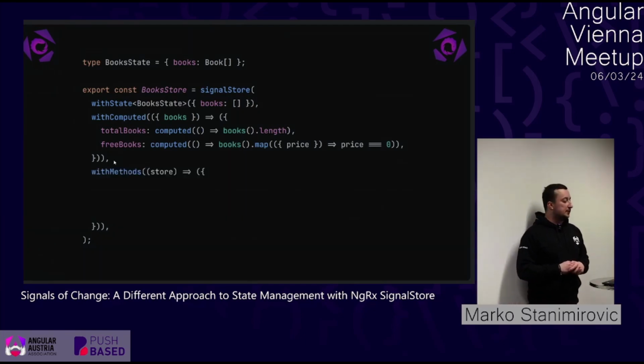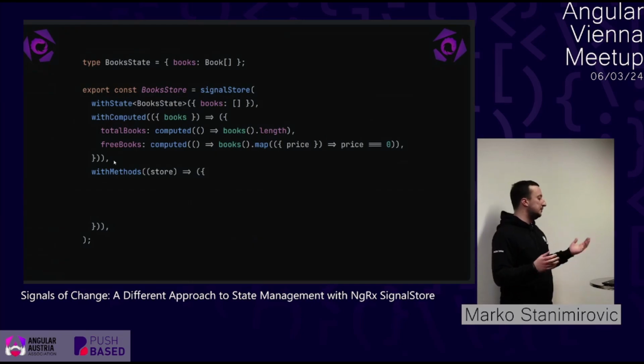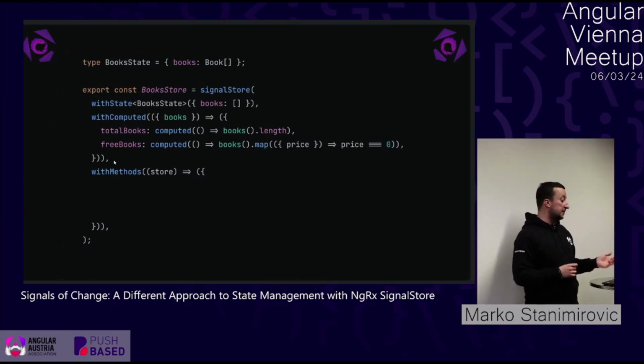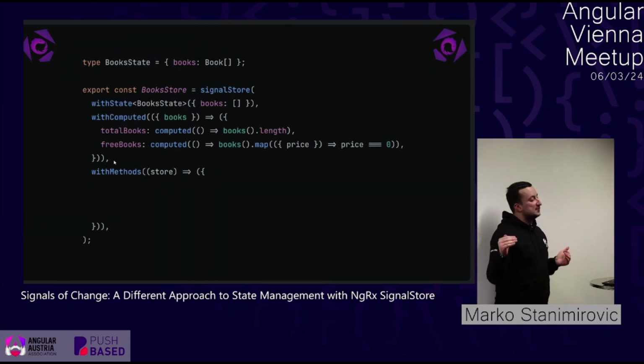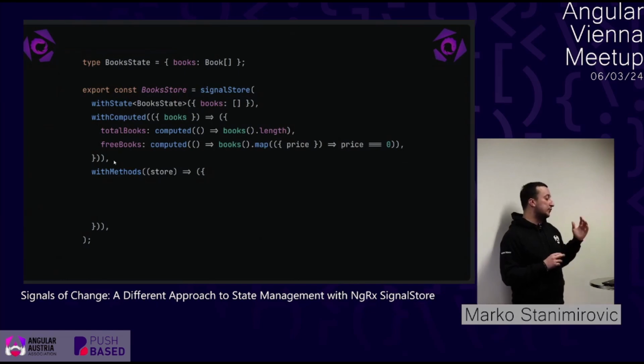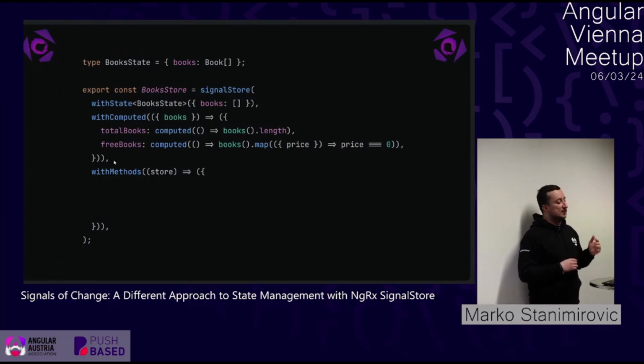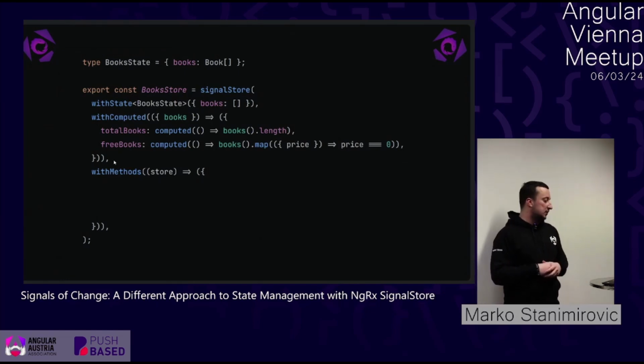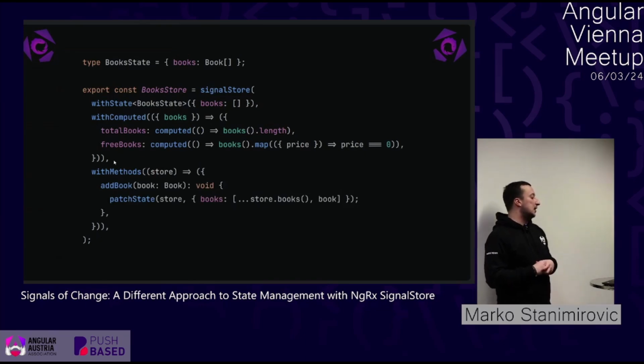Third base feature is called with methods, and based on the name you can guess that we use with methods in order to add methods to the SignalStore. As an input argument, similar to with_computed, it accepts a factory function, and input of this factory will be all previously created state signals as well as computed signals. So for instance, we can create addBook method.